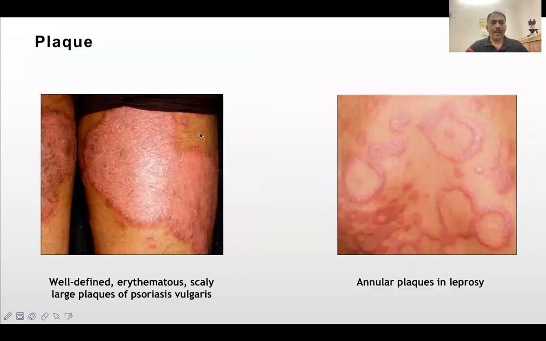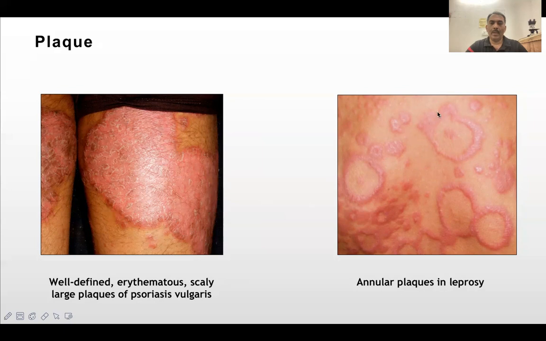The other lesion is a plaque. A plaque is a circumscribed elevated skin lesion which is more than 1 centimeter in diameter, and it is the shape of a plateau or a trapezoid which has a flat base and slightly sloping or raised margins. So this is a well-defined erythematous scaly large plaque of psoriasis vulgaris.